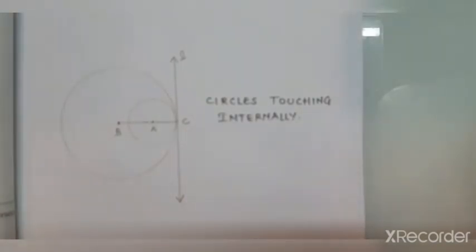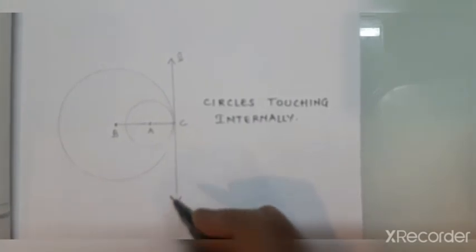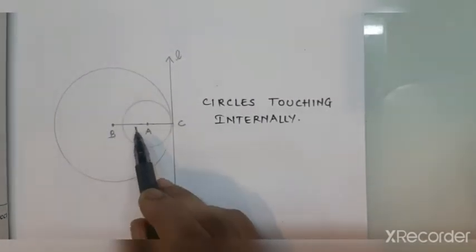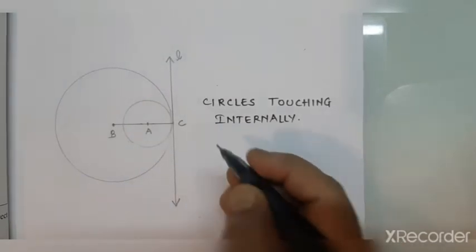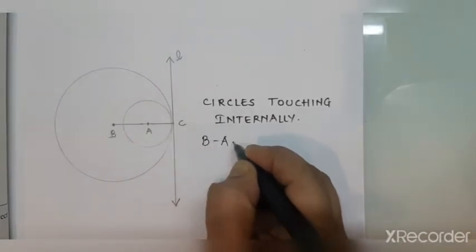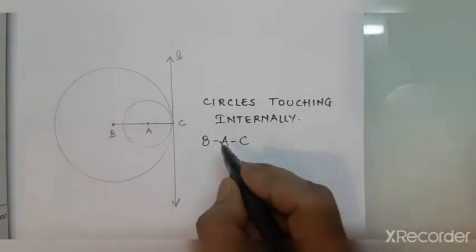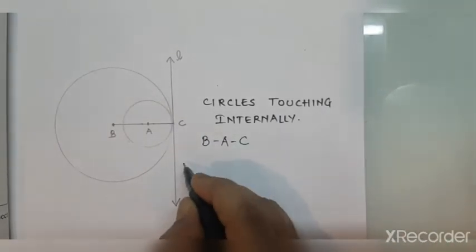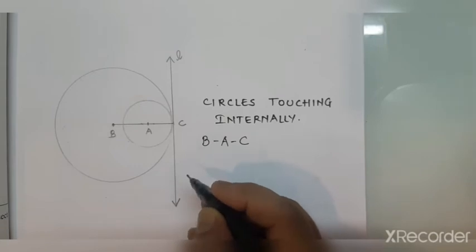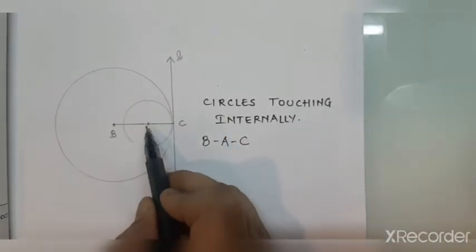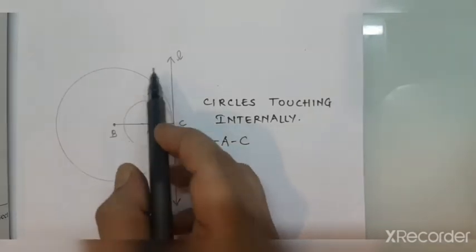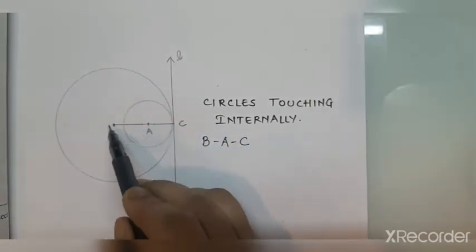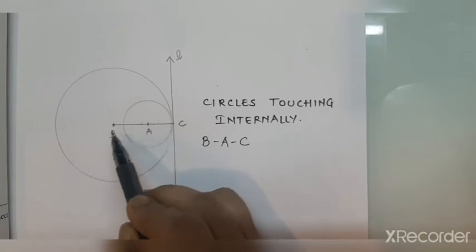Now when we go to the next, that is the circles touching internally, here you can see that the betweenness is B-A-C. In this case, if we have to find the distance between the centers, the center of this circle is A and the center of this bigger circle is B. So we have to find distance AB here. How can we find distance AB?